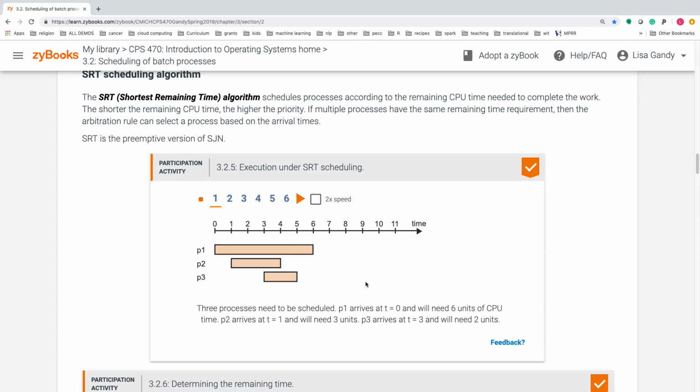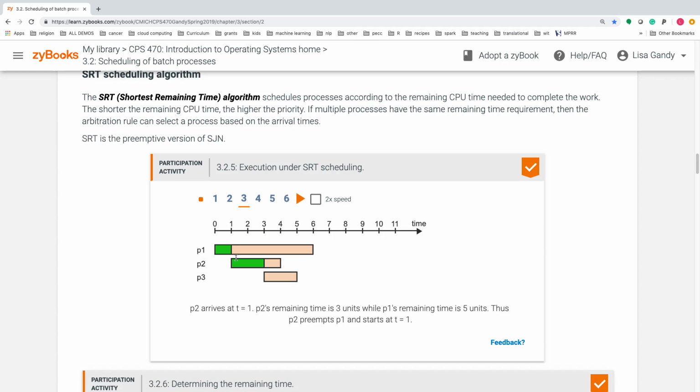Here we go. Three processes need to be scheduled. P1 arrives at time 0 and needs 6 units. P2 arrives at time 1 and needs 3 units. P3 arrives at time 3 and needs 2 units. P1 arrives first, there's nothing else, so it just starts. Then P2 comes in. P2's remaining time is 3 units, while P1's remaining time is 5 units. So P2 is going to preempt process 1. When process 2 starts, the scheduler asks, should I keep running process 1 or let process 2 have the time?